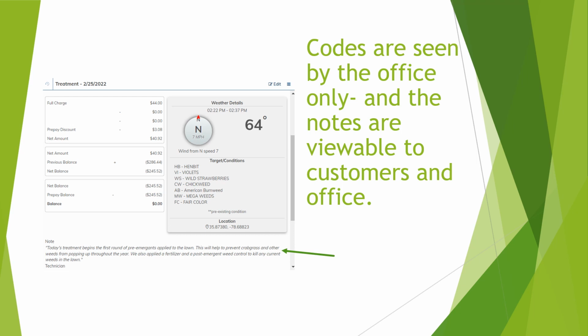This is an example of what is seen in the office and what is seen from customers. Customers can only see the area labeled notes, so be sure to check your spelling and accuracy. As you can see, the condition codes are below the temperature and show us what was identified on the lawn.